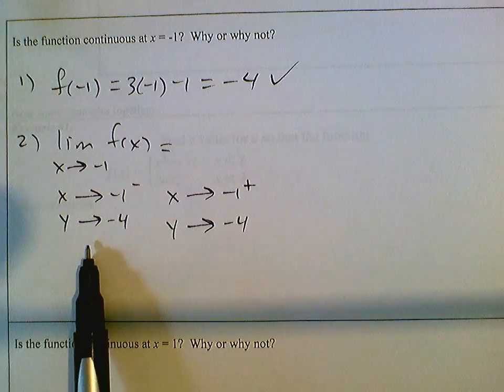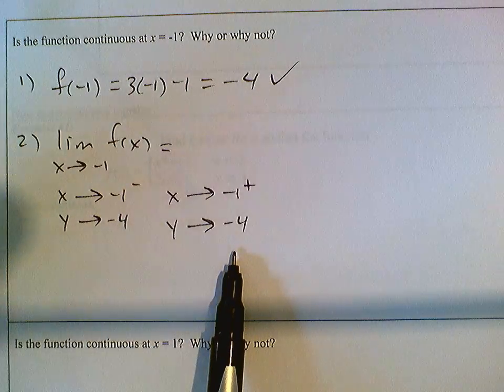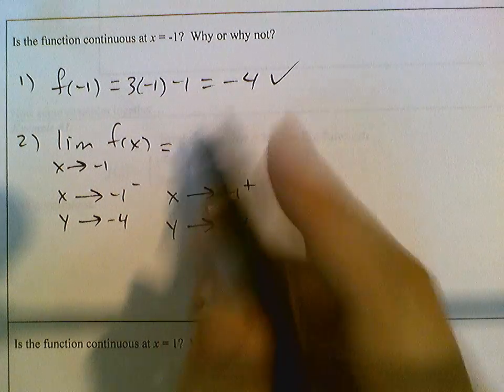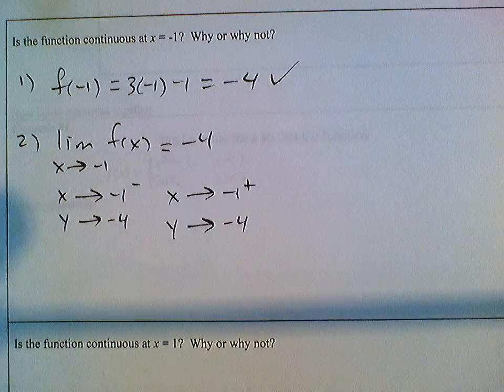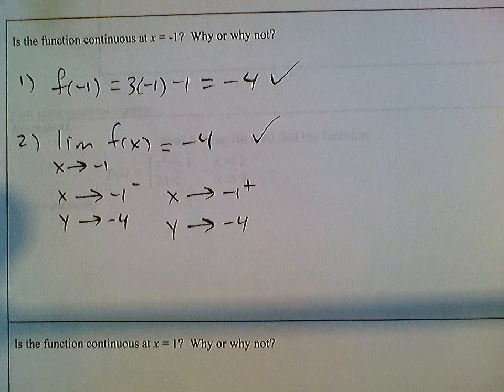Guys, if the left-hand limit and the right-hand limit agree, if they both exist and they are equal, that means that the limit is -4. Okay, so that part checks out. The limit exists. We get an actual number.